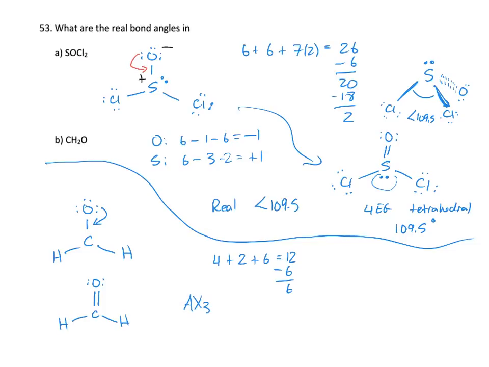We would say this is trigonal planar. We would expect ideal bond angles of 120. However, one of these 3 bonds is a double bond, which is more effective at repelling the 2 single bonds than the single bonds are. So this bond angle right here would be a little bit less than 120 degrees, whereas this bond angle would be a little bit above 120 degrees.